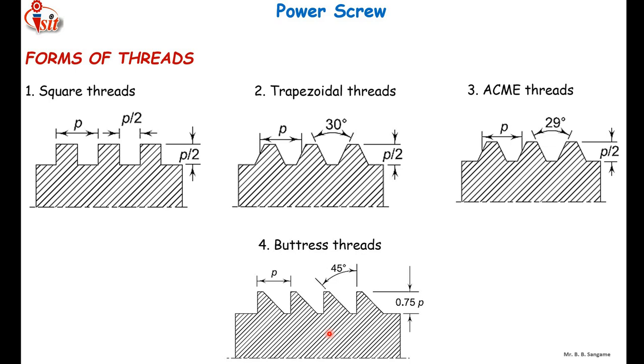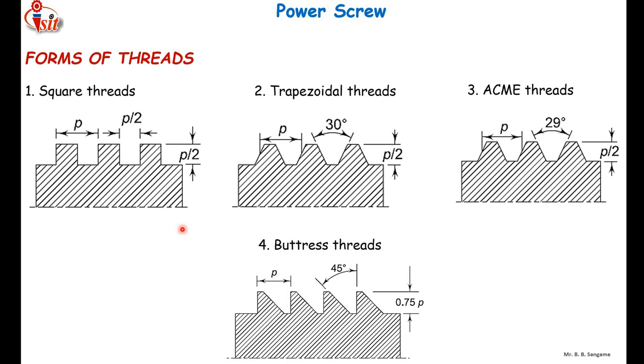So let us discuss about the various advantages and disadvantages of square, trapezoidal and buttress threads. So first advantage of square thread is, as compared to trapezoidal, ACME and buttress thread, the square threads are having more efficiency.